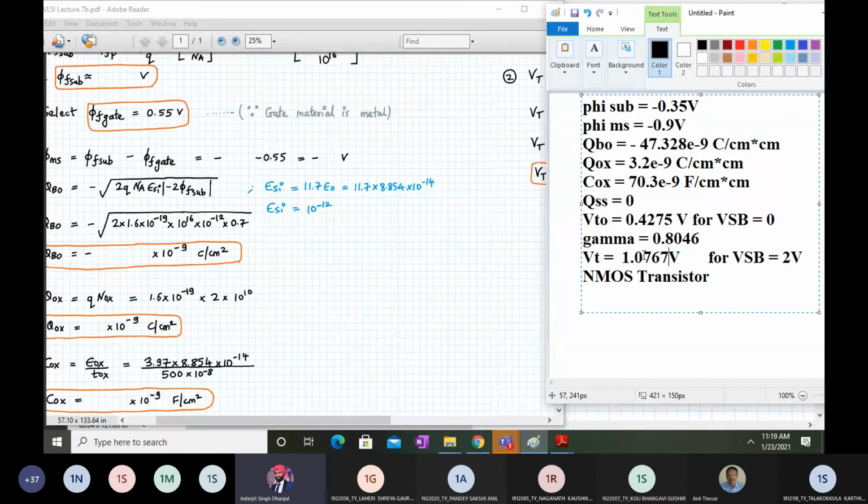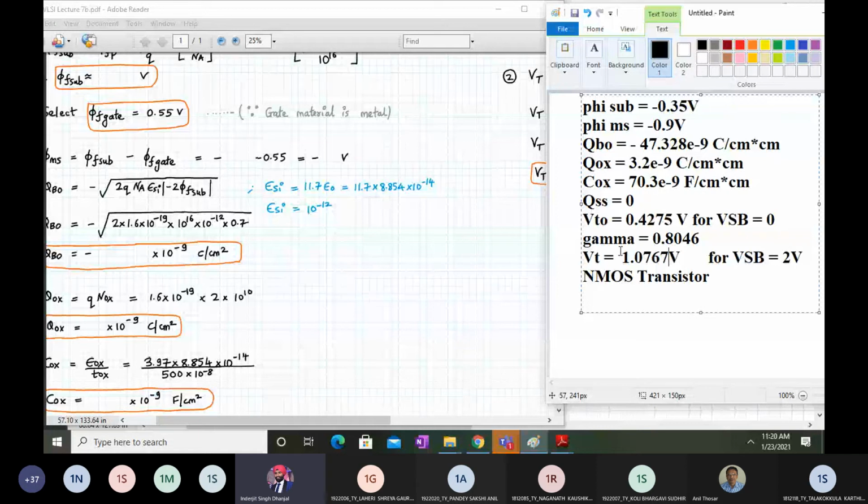We can see a drastic increase in the threshold voltage for a non-zero source to substrate voltage of 2 volts. Earlier it was 0 volt, and by changing it to 2 volts, see the drastic increase in VT. So an NMOS transistor will turn on at a higher VT as compared to 0.42, which was with a substrate bias of 0 volt. So this substrate bias will also influence the value of VT. All these things, QBO, QOX, COX, phi S, phi MS, will affect the value of VTO.